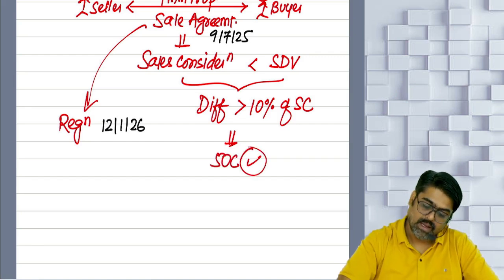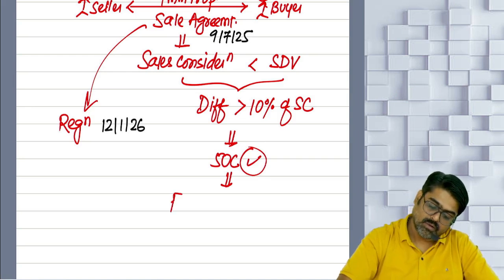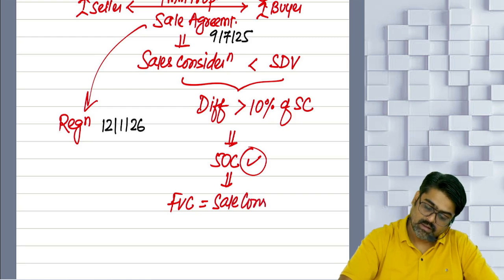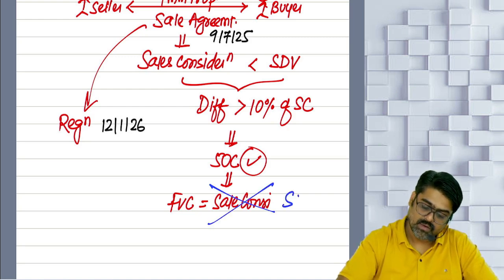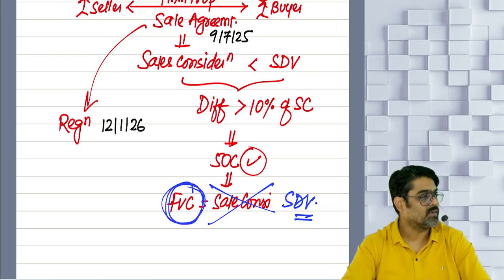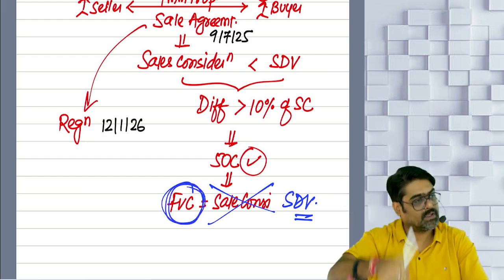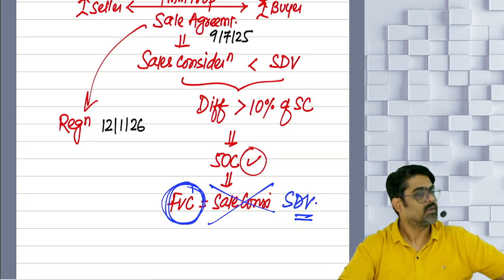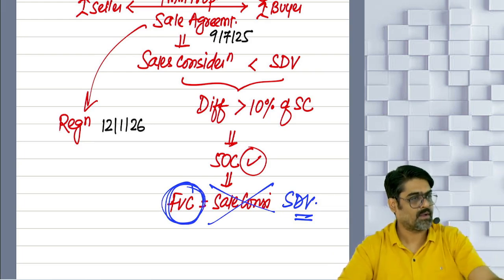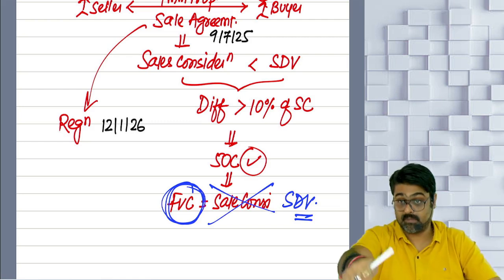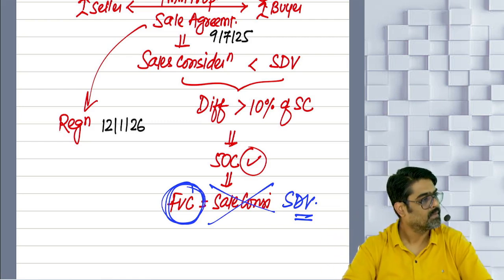50C will apply. And once 50C is applied, the full value of consideration, what were you showing? The sale consideration which you were taking as your full value of consideration will be ignored and the stamp duty value will be deemed to be your full value of consideration. Take the stamp duty value and based on this you calculate your capital gain. Lower sale consideration will not be considered to calculate your capital gain. You calculate your capital gain based on this stamp duty value. Understanding or not understanding? Sure?